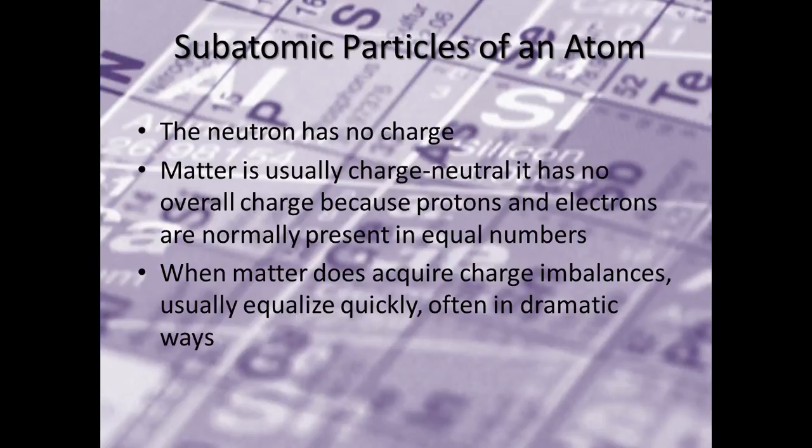Matter is usually charge neutral. It has no overall charge because protons and electrons are normally present in equal numbers. When matter does acquire charge imbalances, they usually equalize quickly, often in dramatic ways.